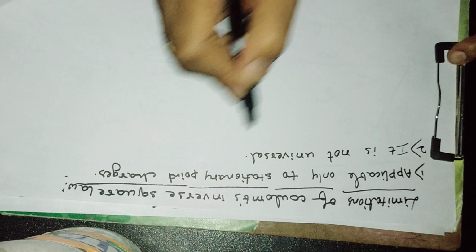What do you mean by saying that it is not universal? When I say it is not universal, you mean to say that the force between two charges is not only decided by the magnitude of the charges and the distance separating them, but also it depends upon the property of the intervening medium. That's what we call permittivity. So you know that the permittivity varies from medium to medium.